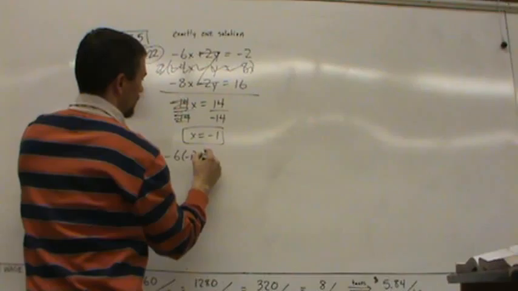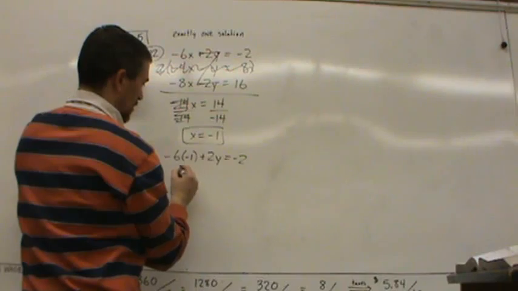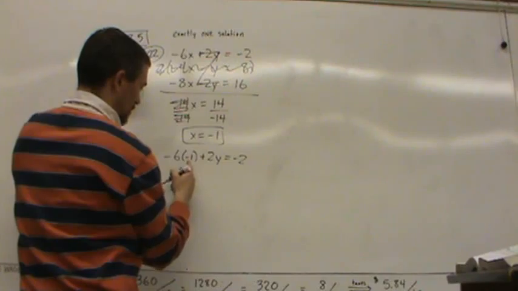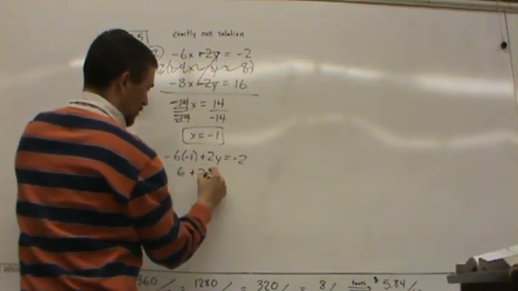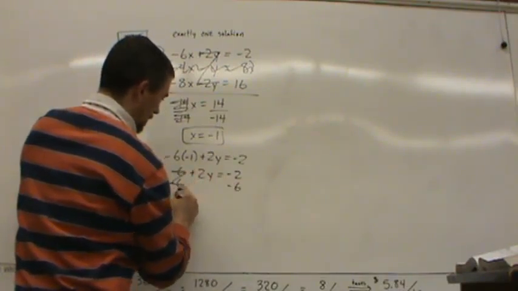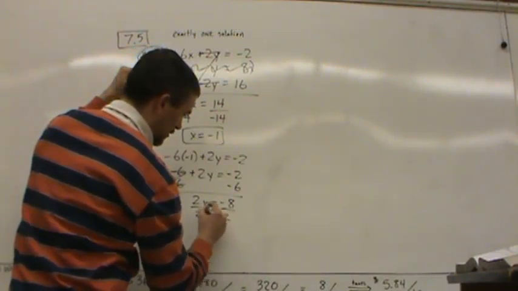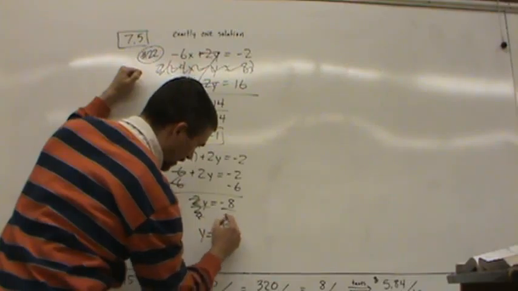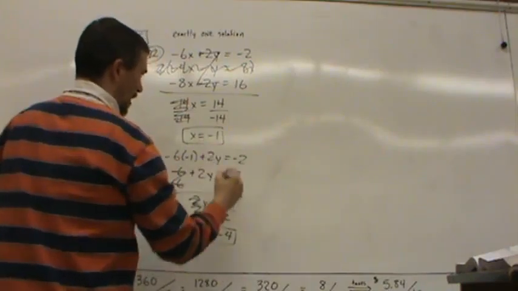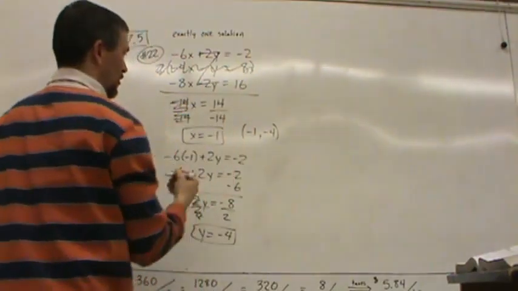So negative 1 plus 2y. Now you can see y is the only variable in the equation, so that's why it's going to be solvable. Negative 6 times a negative 1 is positive 6, plus 2y equals negative 2. Subtract 6 from both sides. We get 2y equals negative 8. Divide by 2, divide by 2. 2 is out of there. Y equals negative 8 divided by 2, so that's negative 4. So x, y, we have negative 1 comma negative 4, exactly one solution.